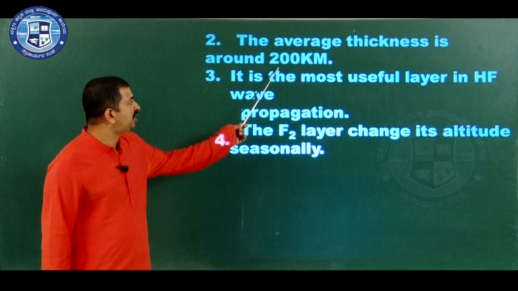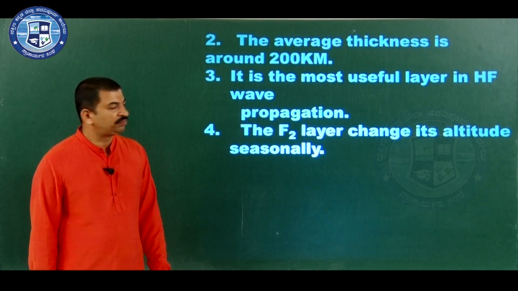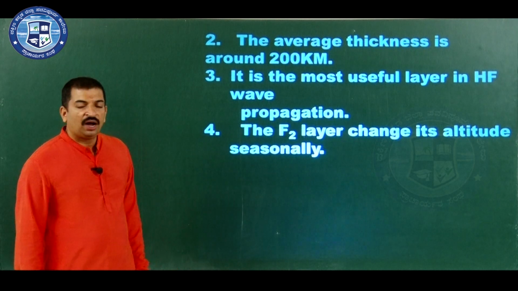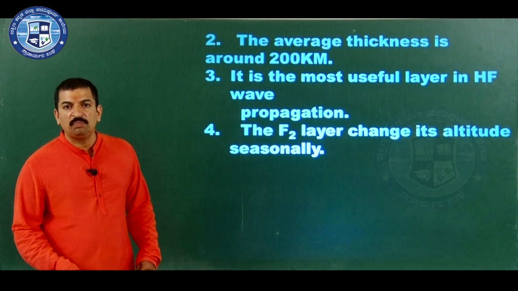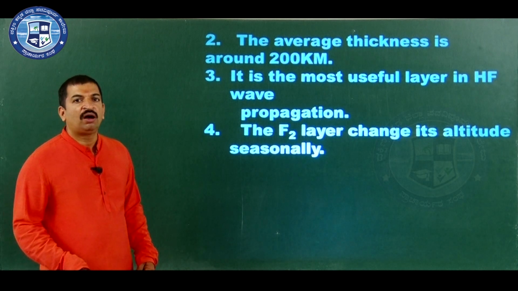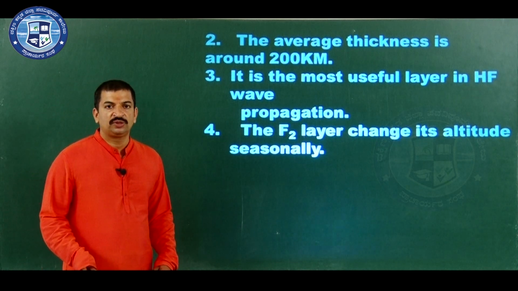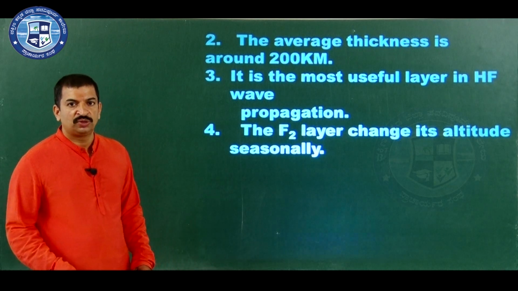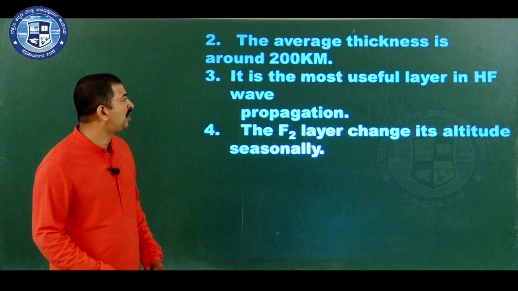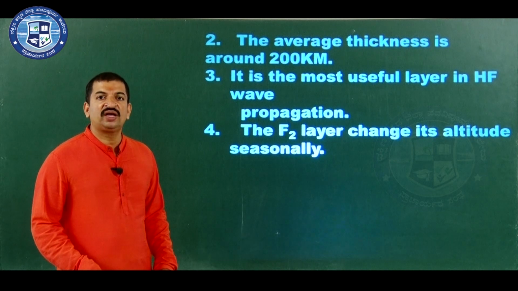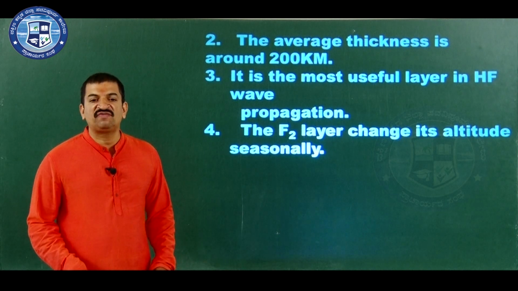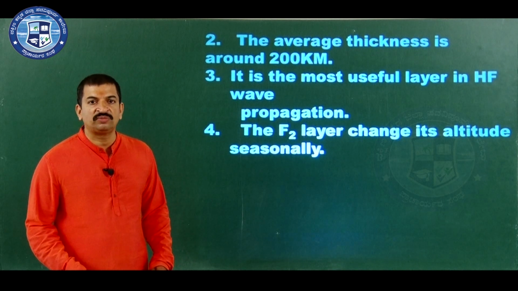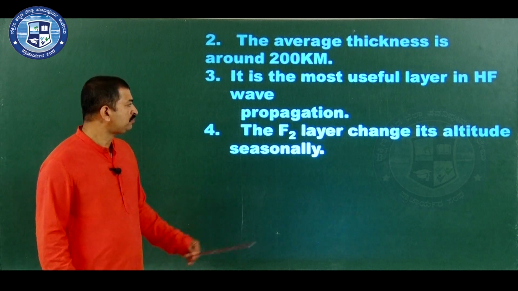Its approximate thickness is around 200 kilometers. The F2 layer is one of the important reflecting mediums for high frequency waves. The high frequency waves get reflected back to earth from the F2 layer. The F2 layer recombines with the F1 layer at night to form the single F layer.